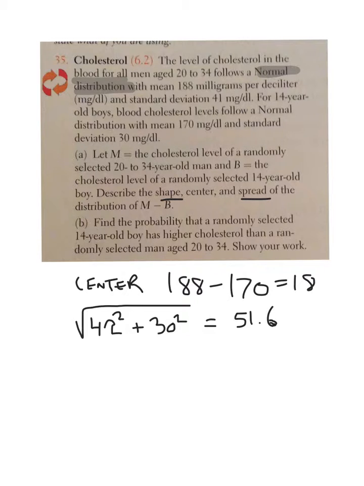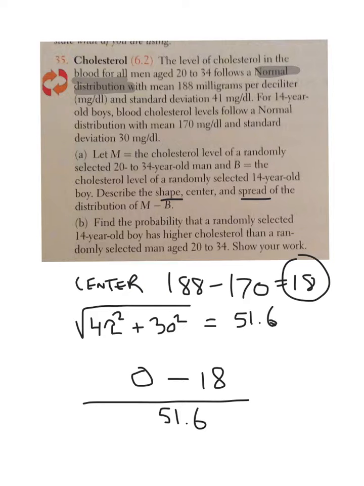Again, this is going to be very similar to what we're doing right now. Let's back that up. This is better. What we expect is, the center we expect to be 18. Minus, what is the probability that the boy has a higher cholesterol? That would mean it would be a negative number, so 0 and less. So we're going to have a 0 here. And then our standard deviation is 51.6. So it's kind of like that z-score. Normal CDF.